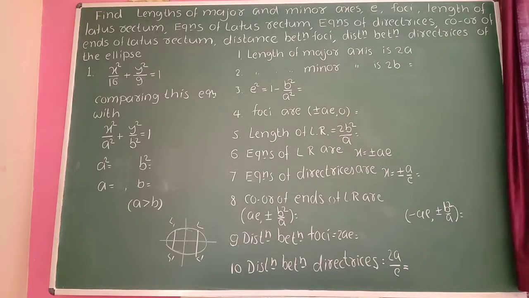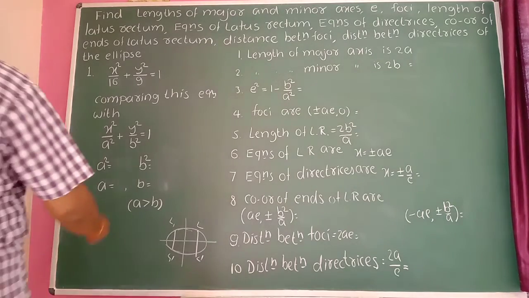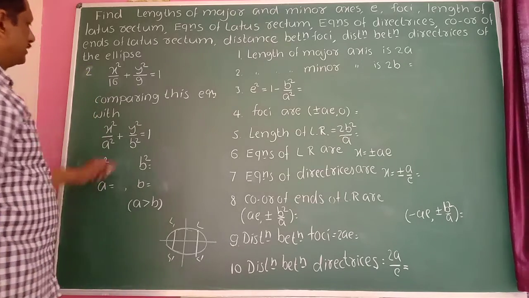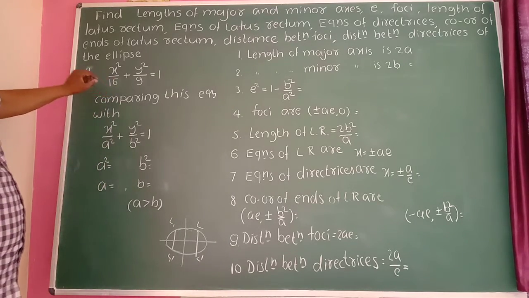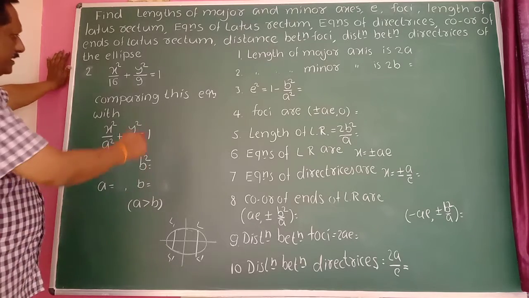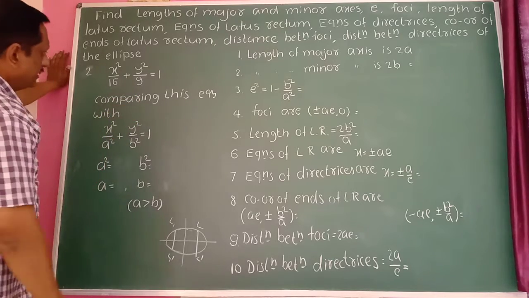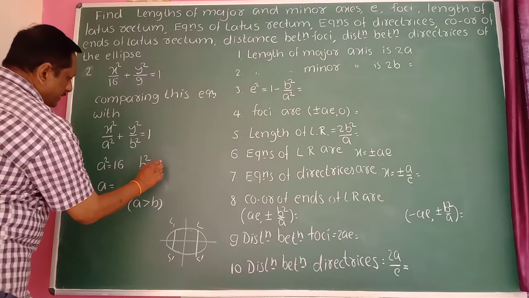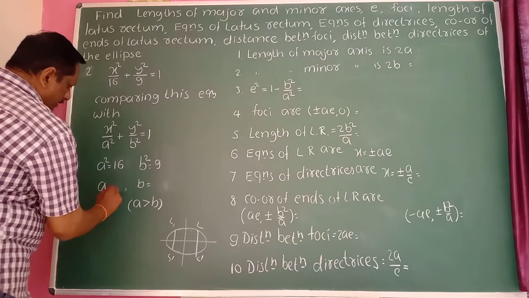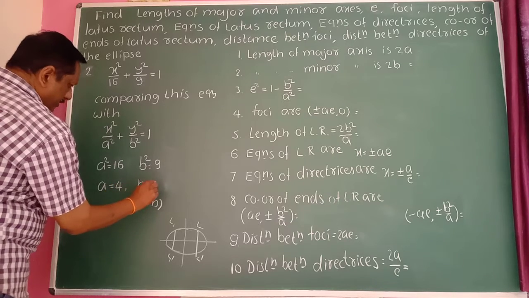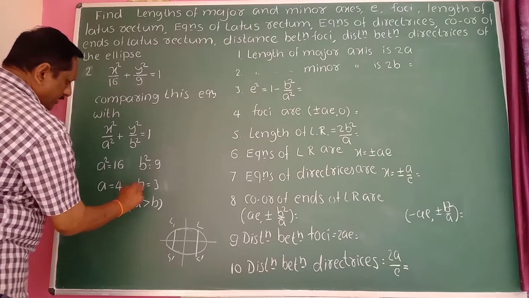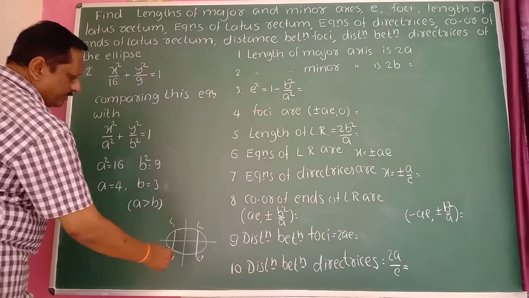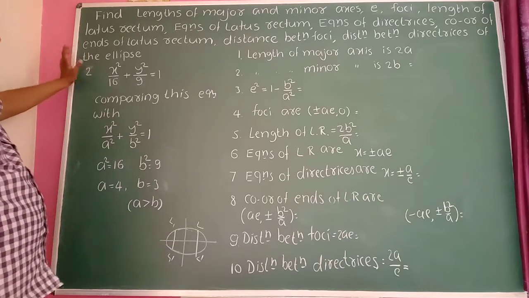So just take a previous example. The second equation is x square by 16 plus y square by 9 equal to 1. Comparing this equation with the standard equation, a square is 16 and b square is 9. Then the a value is 4, the b value is 3. Obviously a is greater than b, so the x axis is the major axis, the y axis is the minor axis.